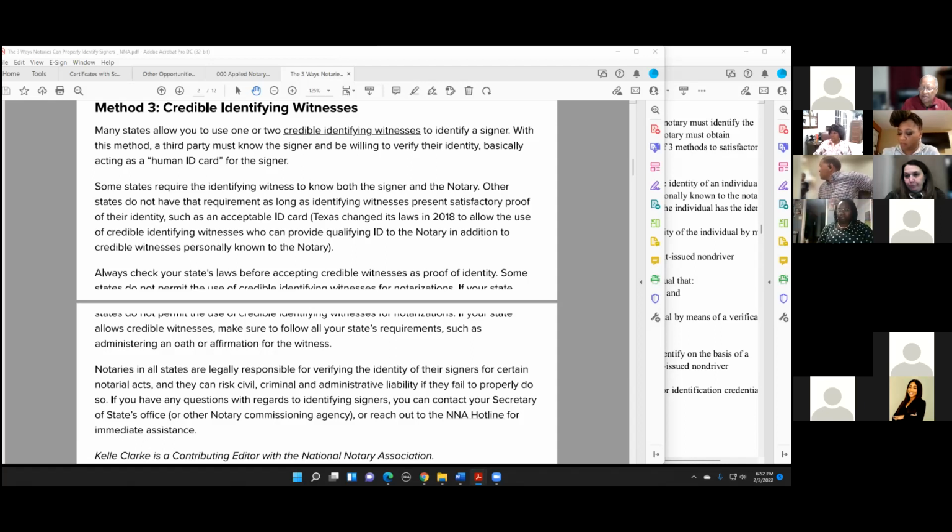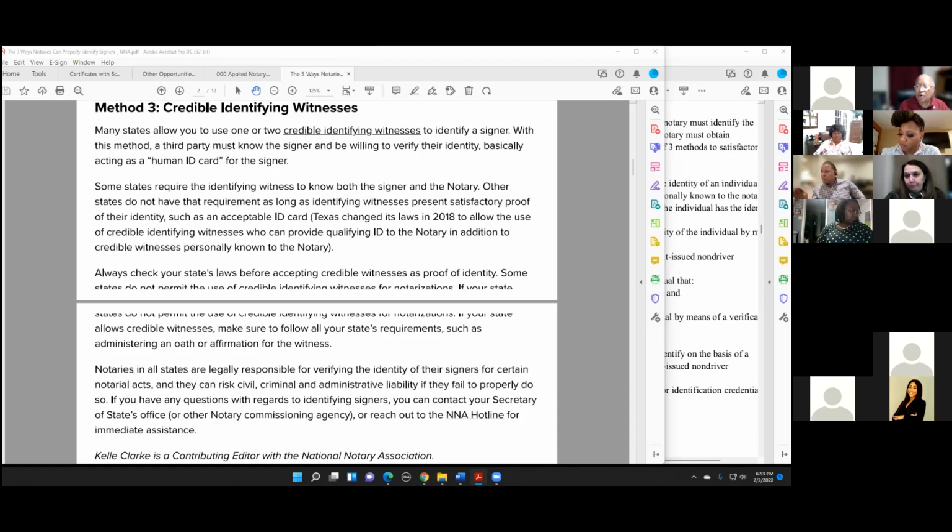Now, before October 2020, the person would have to be known by the notary and by the signer. The credible witness has to be known by the notary and the signer. After October 2020, that has changed a little bit. You can still do it that way. You can still have personal knowledge of the signer and of the credible witness as a notary.